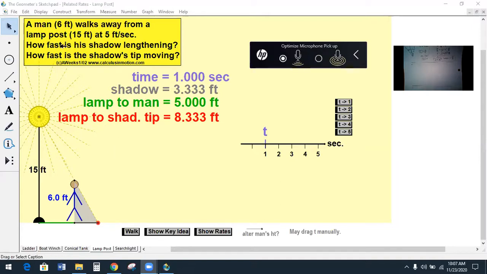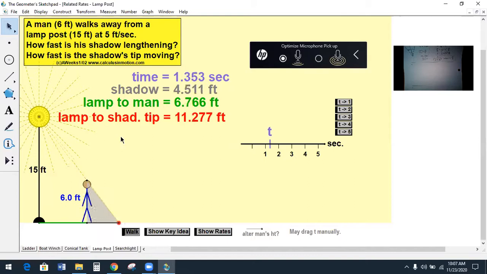And there's two questions here. So we're going to do this as a part A and a part B. Part A, how fast is his shadow lengthening? So that's this gray line that they have here. And then the part B, how fast is the tip of his shadow moving? So that's this red point that they have.